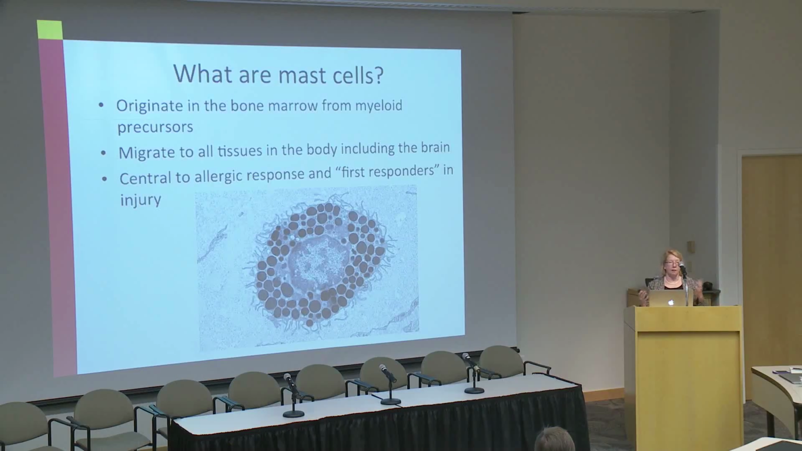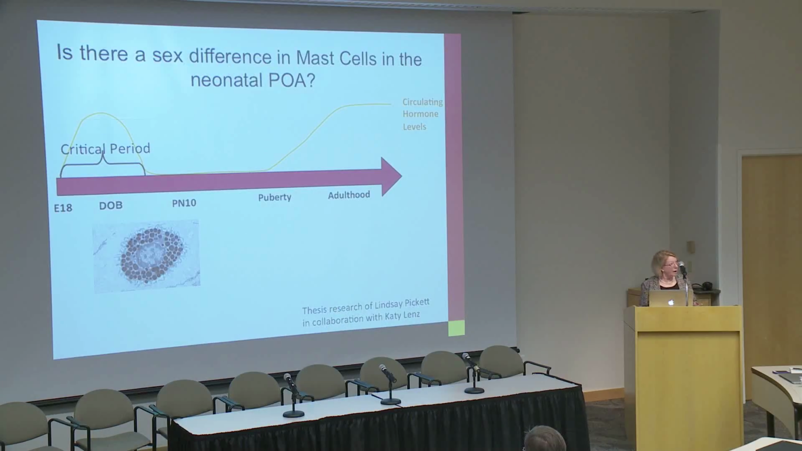So they are a very wily cell type. These are, of course, vesicles packed with signaling molecules: histamine, serotonin, GnRH. They make cytokines, they make prostaglandins. They are immune mediators. So Katie Lenz asked the simple question: is there a sex difference in mast cells in the neonatal POA? Looking again at this exact same time point as everything else.